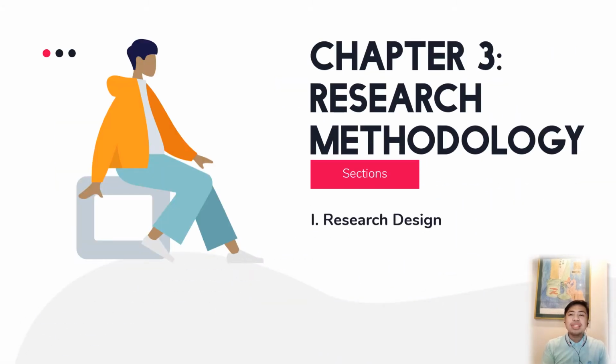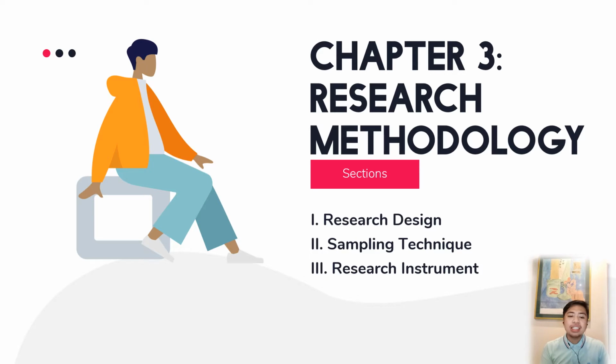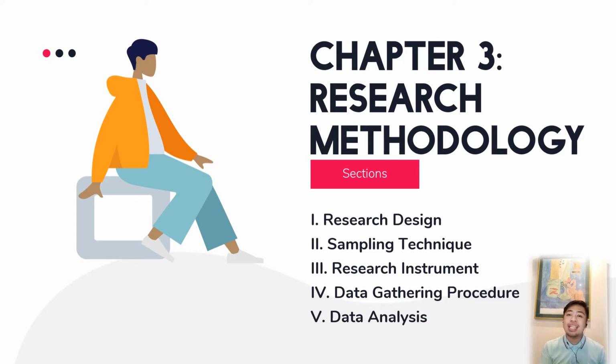Now, the following sections of your chapter 3 should include the research design, the sampling technique, the research instrument, the data gathering procedure, and of course, the data analysis. So in this lecture, I'll be discussing Roman numerals 1 and 2, which are research design and sampling technique.